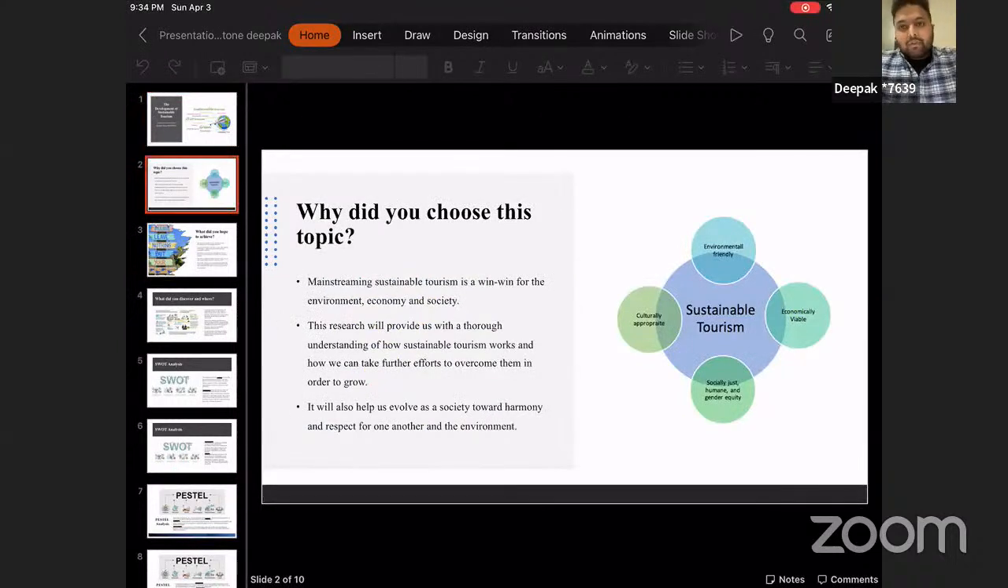The reason I chose this topic is that mainstream sustainable tourism is a win-win situation for the environment, economy, and society. The research will provide us with a thorough understanding of how sustainable tourism works and how we can take further efforts to overcome challenges in order to grow. It will also help us evolve as a society toward harmony and respect for one another and the environment.